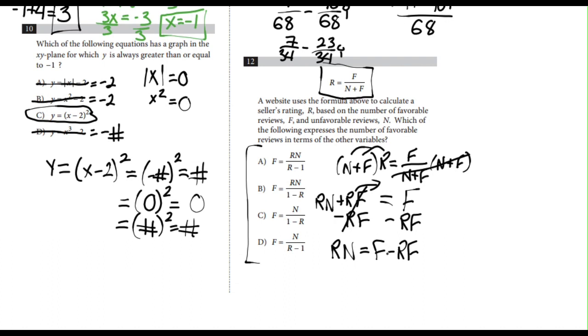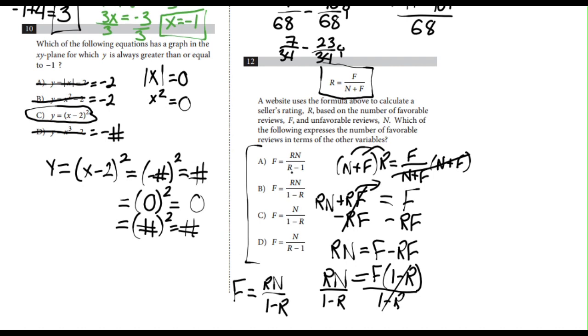Now that we have the term that we're trying to isolate on the same side, we can factor it out. If we factor out an F, we'll be left with 1 minus R, and this is going to equal RN. The last step to get F by itself is going to be to divide by 1 minus R on both sides. And we're going to get that F equals RN over 1 minus R, which will be answer choice B.